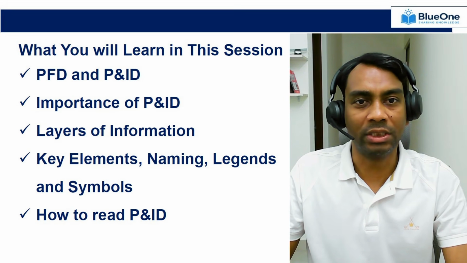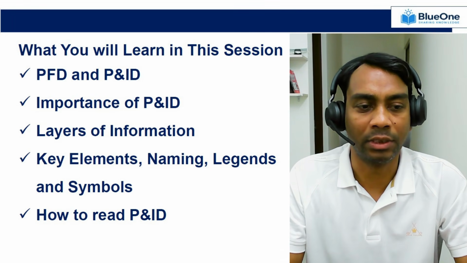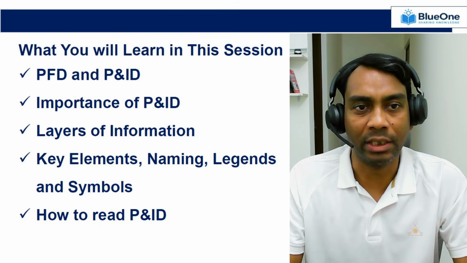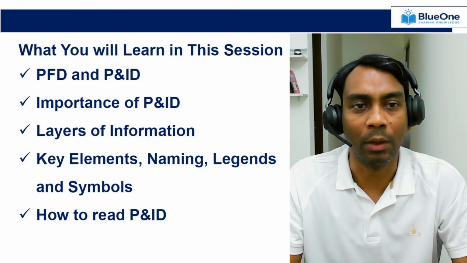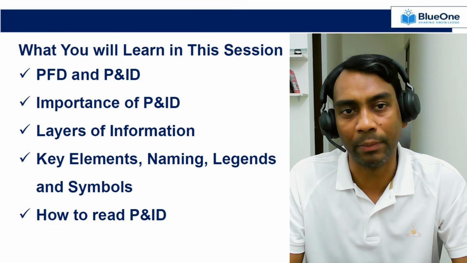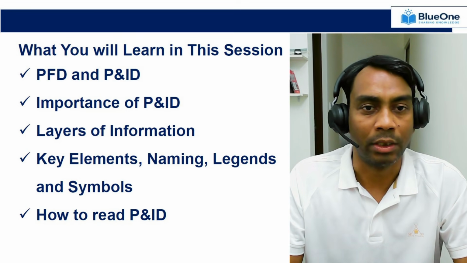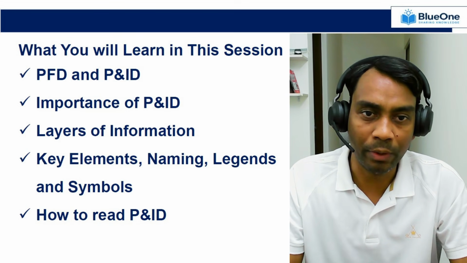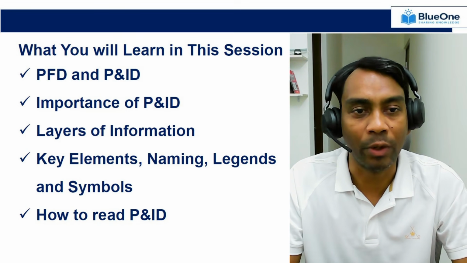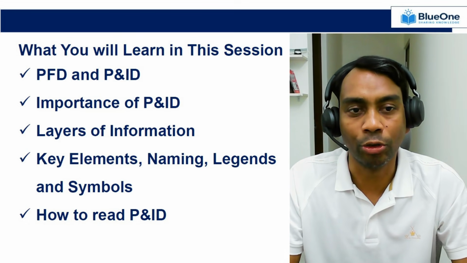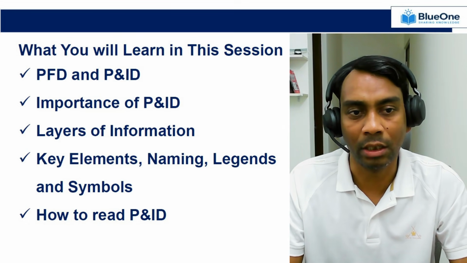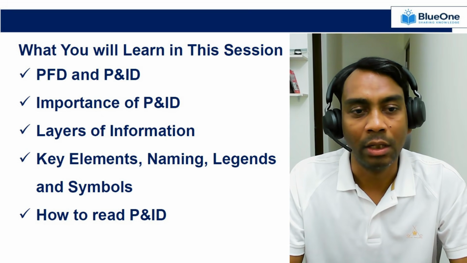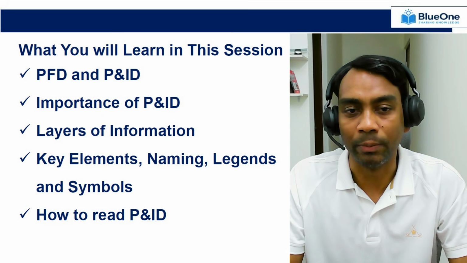Okay, so let's start with the session. What you will learn in this session: the basic difference between the PFD, a process flow diagram, and the piping and instrumentation diagram. The importance of the piping and instrumentation diagram. The layers of information provided in the P&ID. I'll also walk you through key elements, naming, legends, and symbols used in the P&ID. At the end, we will learn how to read the P&ID.